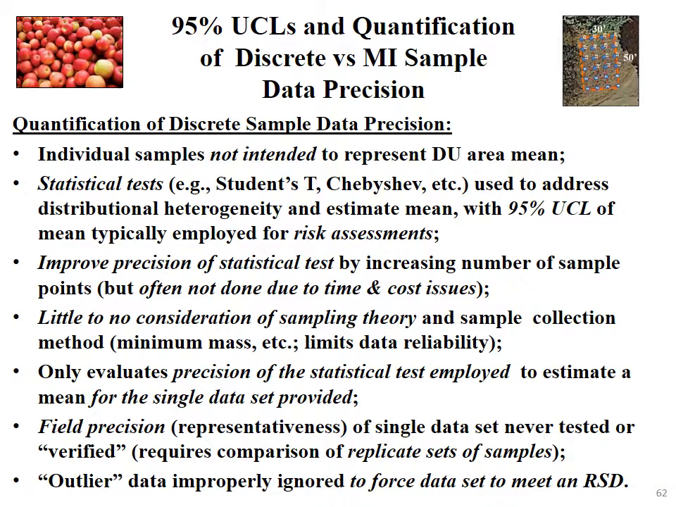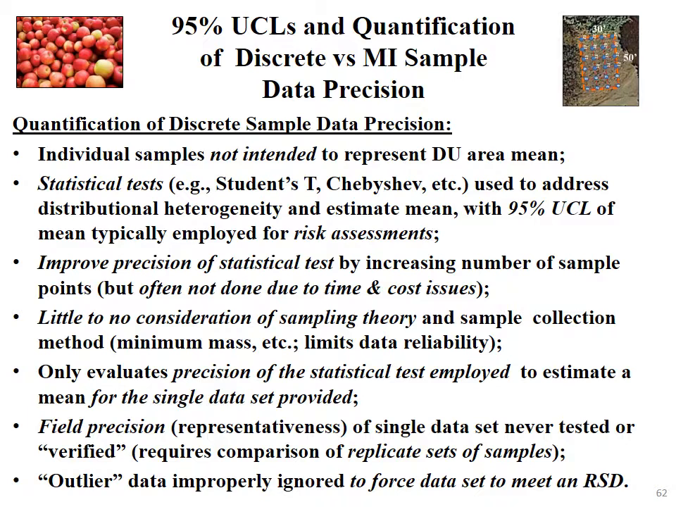is rarely done. There are equations to do this in ProUCL and other programs. It's rarely done. Sometimes the equation says you need to collect dozens or hundreds of samples, but you're out of time and out of money. So typically, what do you do? You just take the maximum concentration of your set, if your UCL is above the maximum, which it usually is, and try to make some call on that, which is definitely not a proper science-based method to do it. And there's also very little to no consideration of sampling theory in the collection of discrete samples. So that also adds to the reliability of a data set based on discrete samples.